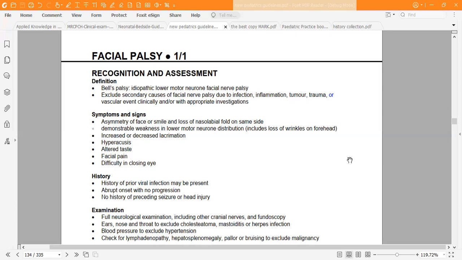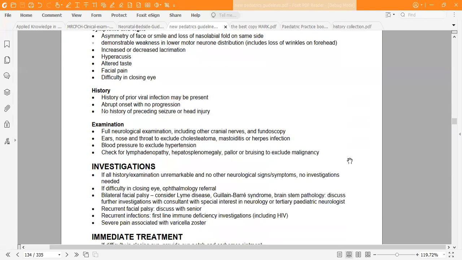Increased or decreased lacrimation as well. Hyperacusis: he will be sensitive to loud noises, even to your normal tone of speech. Altered taste in the anterior third of the tongue as well. He may experience facial pain, and difficulty in closing the eye. So what are the points you have to ask about in the history here?